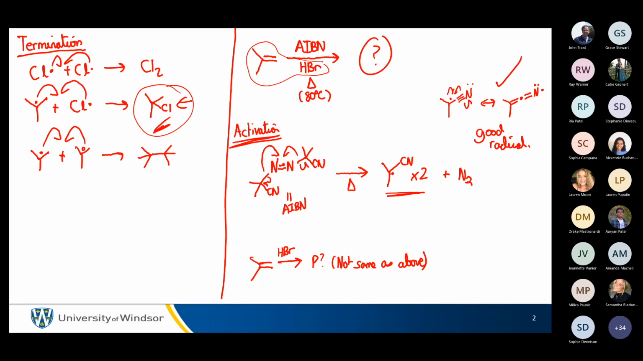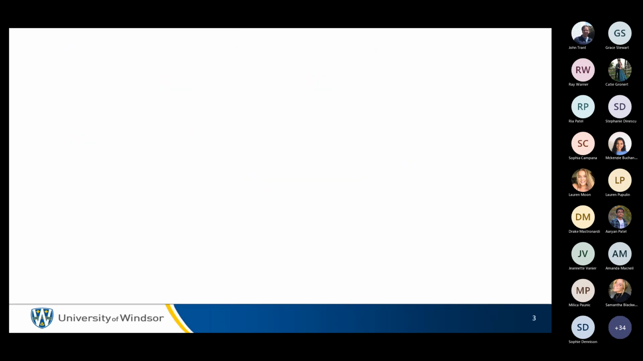Now, initiation is when we make a radical that is involved in propagation. And so we take the radical we made in the activation step, and we target the weakest bond, because you always target the weakest bond. The weakest bond is HBr. And you have a choice. You can either make a hydrogen radical or a bromine radical.